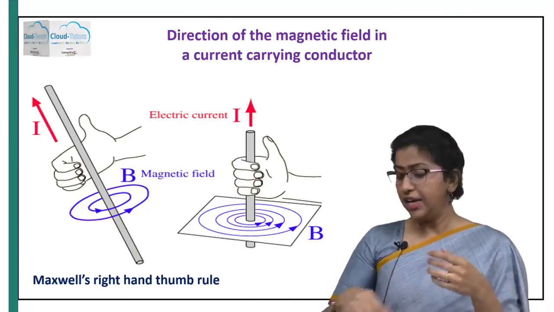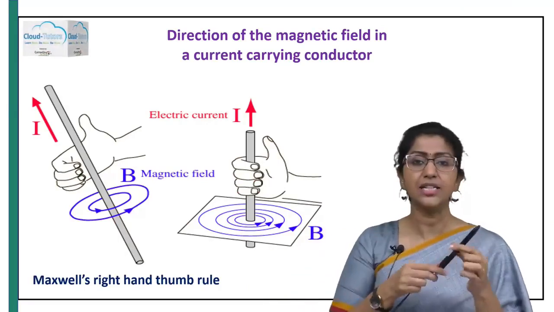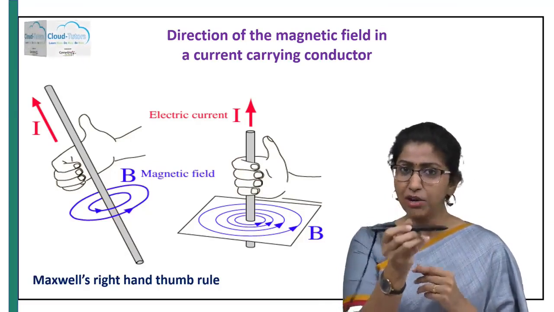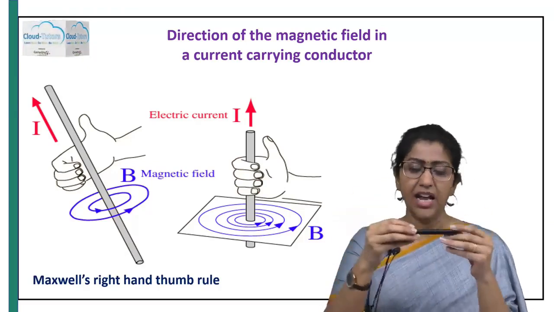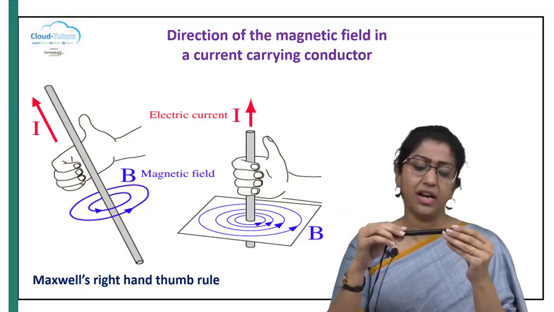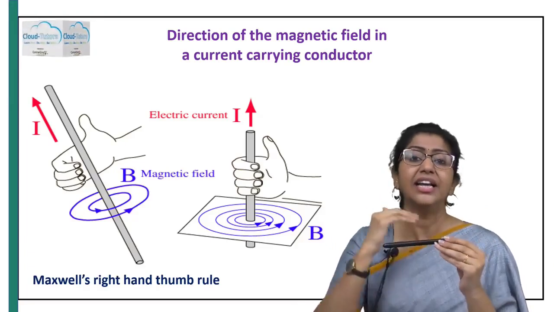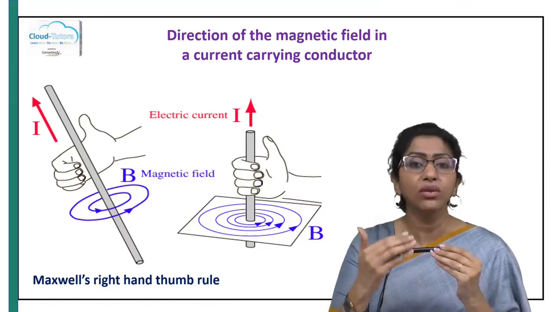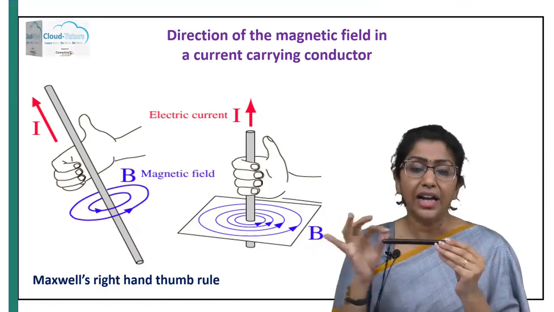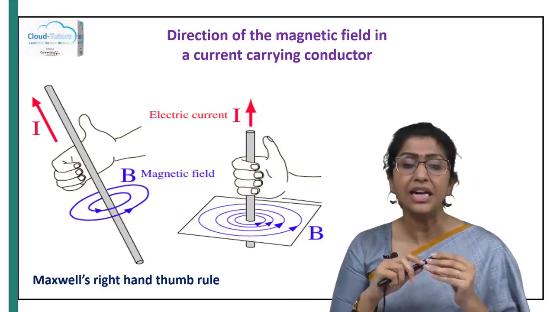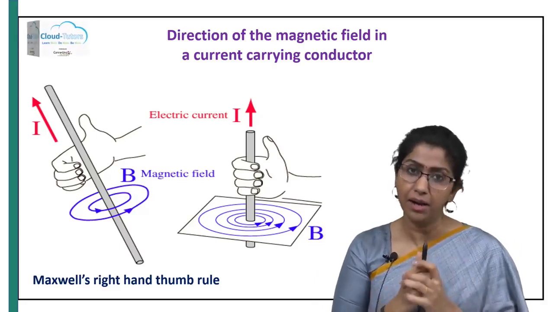Let's assume this is the copper wire I'm using. Of course, this is not a copper wire, there is a pen here. If this is the copper wire I'm using, how will I determine the magnetic field created or induced around the copper wire when the electric charge is moved in it? It is using Maxwell's right hand thumb rule.